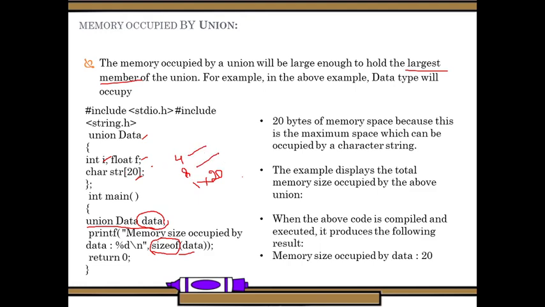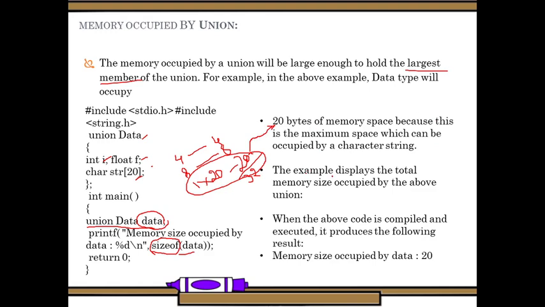Then what will be the maximum size? This is 4, this is 8, this is 20. In case of a structure, what happened was, all together 20, 28 and 32 would be the size of the structure. Whereas in a union, the maximum size is what it occupies, whichever data is largest. That is 20 bytes of memory space, because this is the maximum space which can be occupied by the character string.